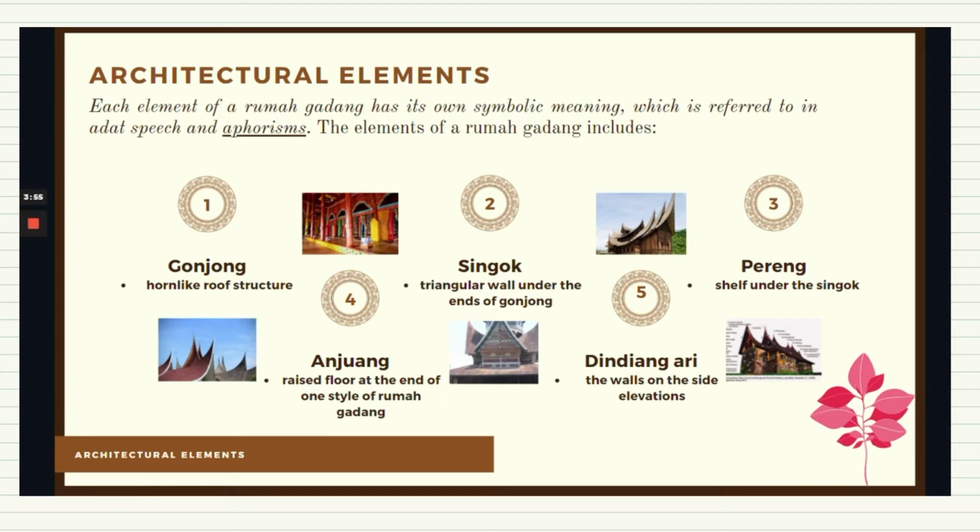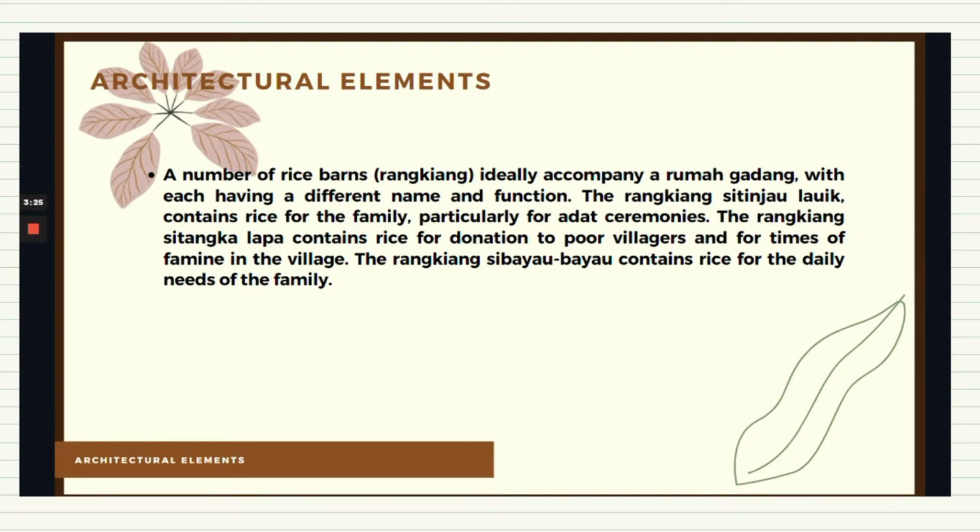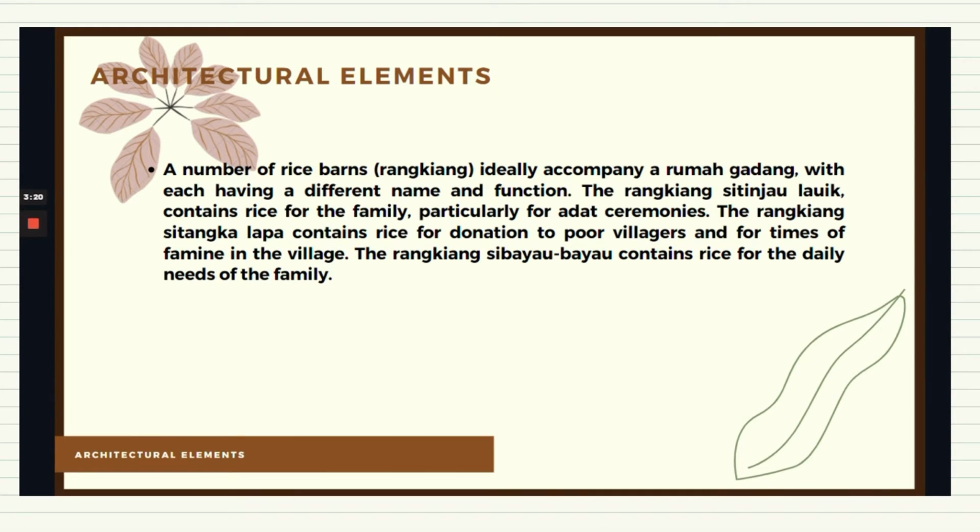Fifth is dindang ari, which is the walls on the side elevation. Sixth is dindang tapi, the walls on the front and back elevation. Seventh is papan banyak, which is the front facade. Eighth is papan sakapiang, a shelf or middle band on the periphery of the house. And last but not least is salangko, which is the wall enclosing the space under a house that has been built on stilts.